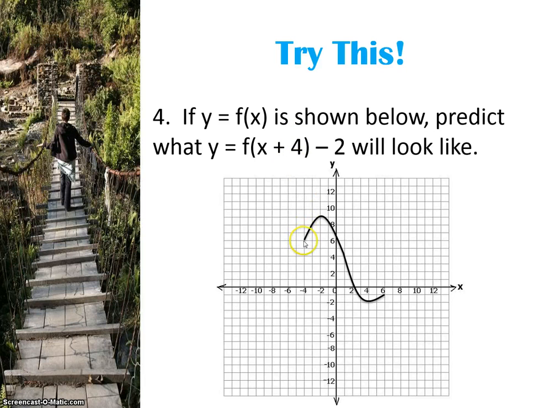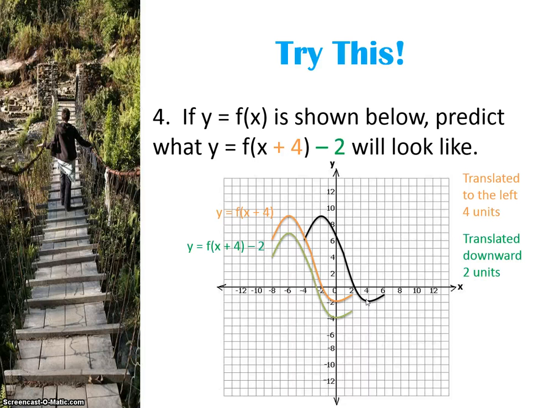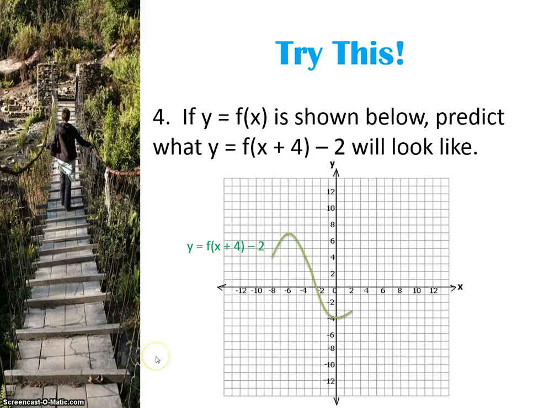What you're going to do is pick points all along here. So this looks like a good point. Maybe this is a good point. Maybe this one's also a good point. And you're just going to shift all of those to the left 4 and then down 2. So there's the left 4 component and then down 2. That's our final graph. Okay, and that's it. We're finished.